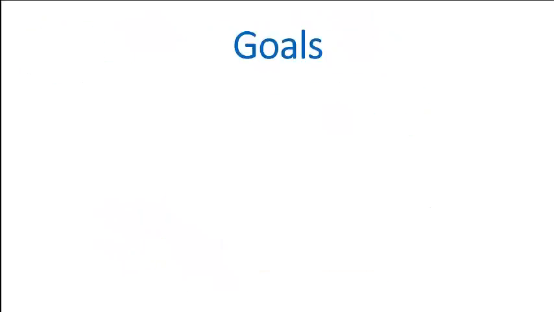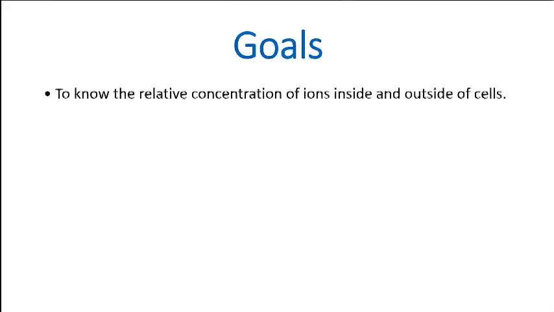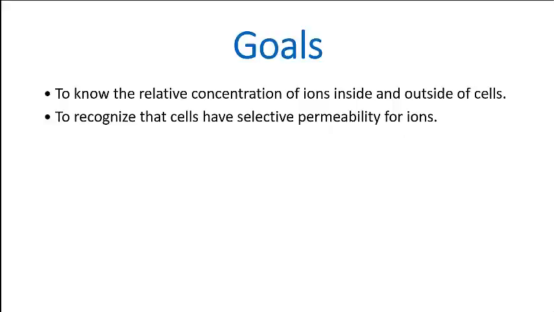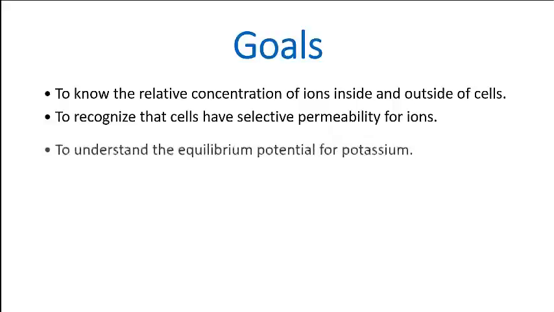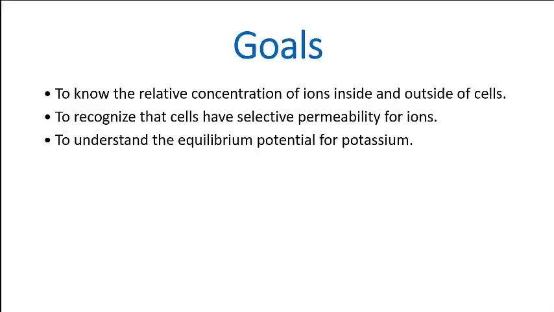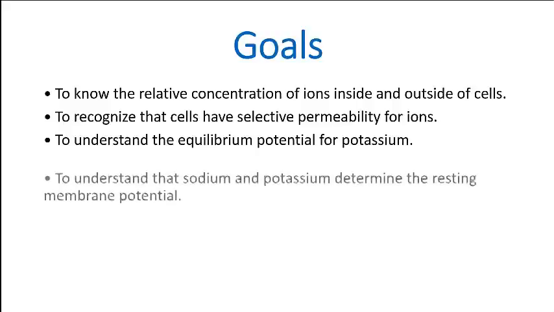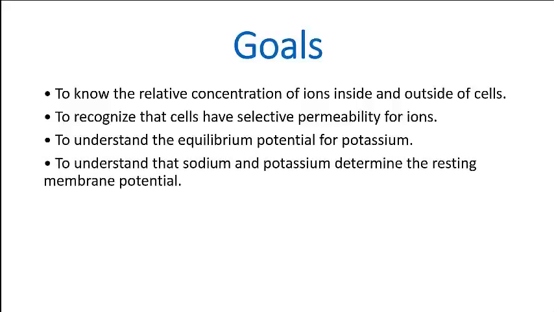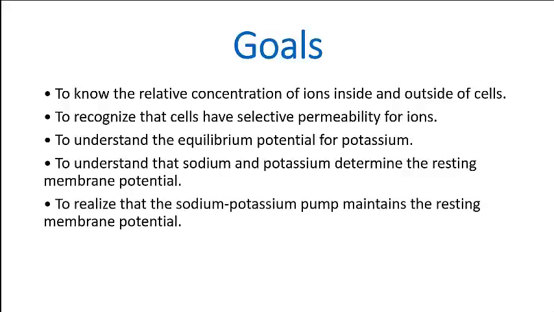So the goals for our learning of this chapter are to know the relative concentration of ions inside and outside the cell, to recognize that cells have selective permeability of ions, to understand the equilibrium potential for potassium ion, to understand that sodium and potassium control and establish the resting membrane potential, and also to understand the role of the sodium-potassium ATPase pump that maintains the resting membrane potential. So let's look at each of these processes. Start with how the membrane potential originates in the first place, and secondly, how to maintain the membrane potential.